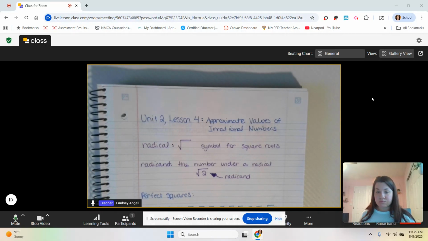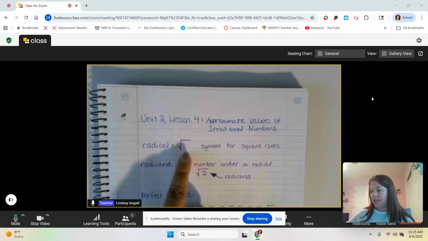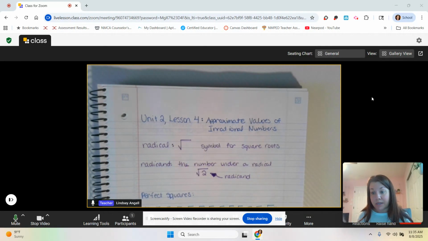Just some quick key terms that are listed in your lesson. This symbol here is called a radical, and it's the symbol we use when you need to find a square root. A square root is when you have a number that you multiplied by itself to get a new number, also known as applying an exponent, and you're doing the opposite of that. You're finding the root of the square that you did.